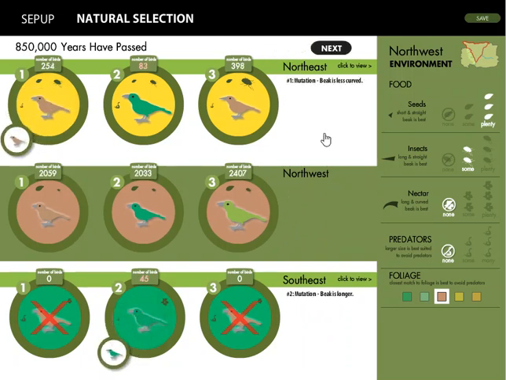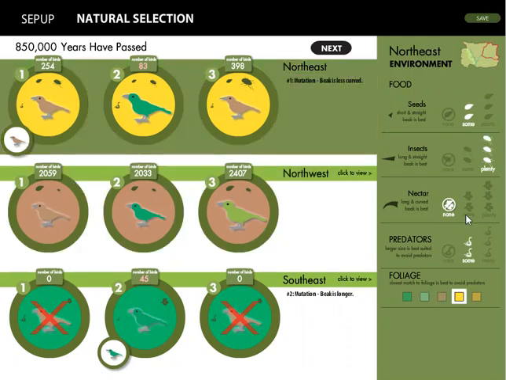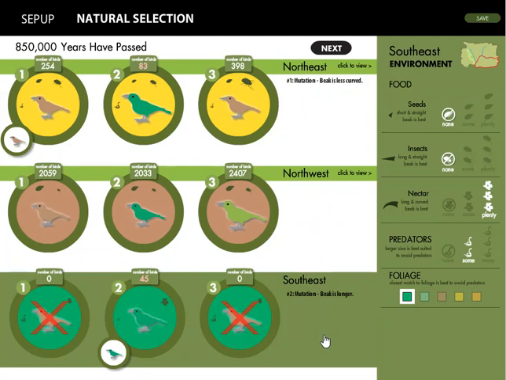850,000 years, the beak is left. In the Northeast, where there's no nectar source, the mutation in the beak is less curved, which would probably be beneficial. There are no changes in the Northwest, and in the Southeast, they had a change where the beak is longer. And that would probably be better since they have to rely on nectar. So I'm assuming both of these two, if not negative, would at least be positive.